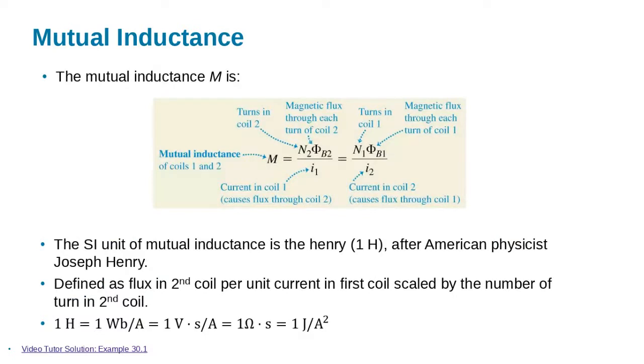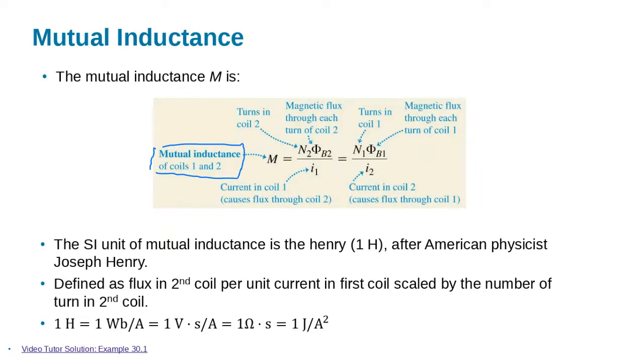So we can go over this equation again that we just looked at. We're saying that the mutual inductance M was equal to the number of turns in coil 2 times the flux going through coil 2 divided by the current I1.